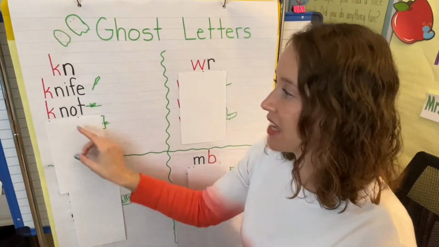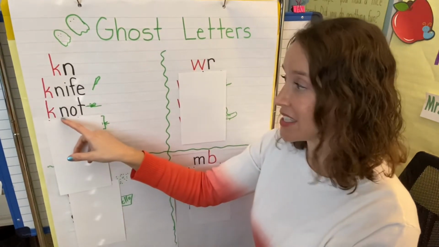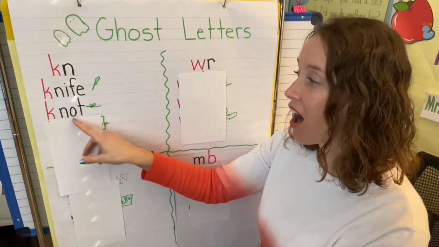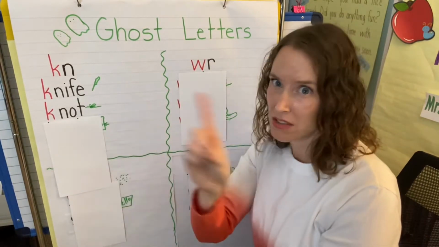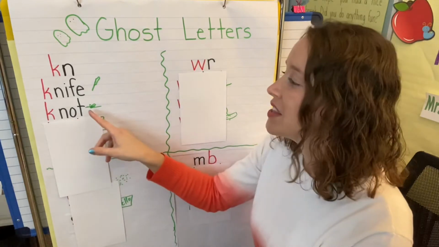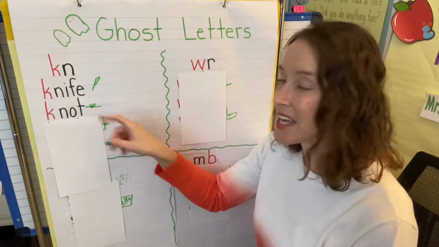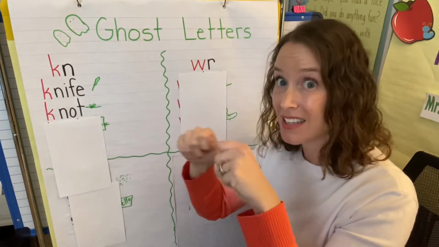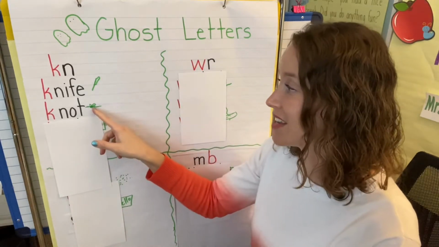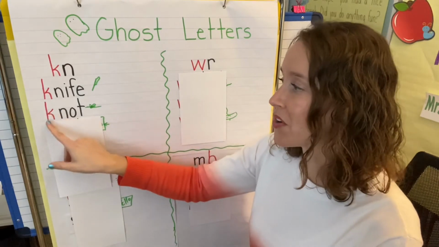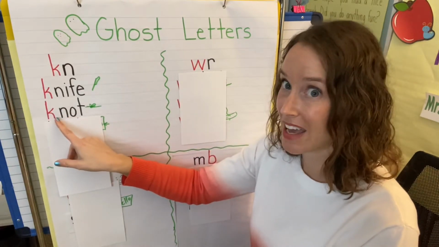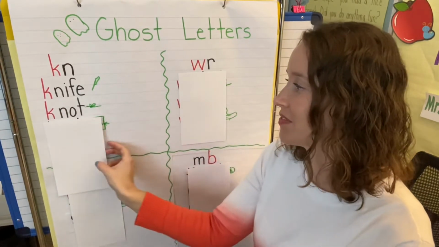This one. Again, K is quiet, so we go right to the N. Knot. Now this isn't not, like, don't do that. This is knot, like I tied a bow and I made a knot. Okay, that's a knot right there. It's when you tie something, knot. But remember, when you see that K in the front, KN, the K is quiet.